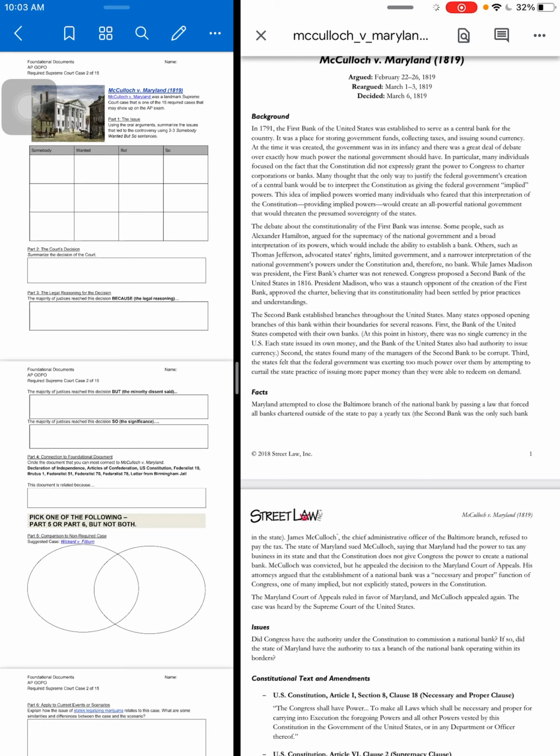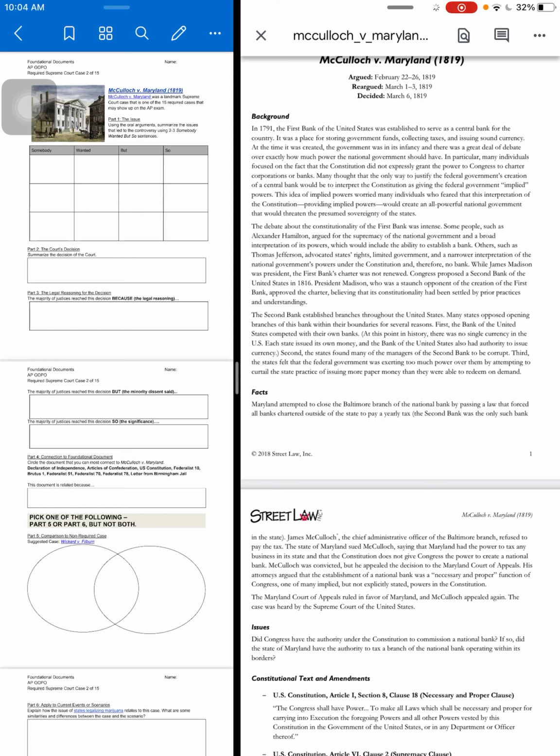All right, so next we're going to look at the facts of the case. It says Maryland attempted to close the Baltimore branch of the National Bank by passing a law that forced all banks chartered outside of the state to pay a yearly tax. The Second Bank was the only such bank in the state. James McCulloch, the chief administrative officer for the Baltimore branch, refused to pay the tax. The state of Maryland sued McCulloch, saying that Maryland had the power to tax any business in its state and that the Constitution does not give Congress the power to create a national bank.